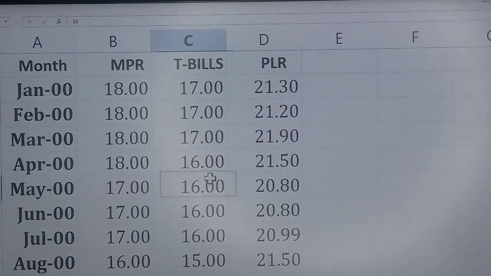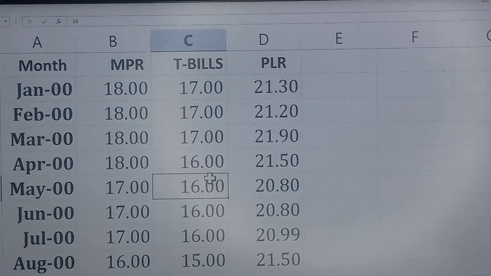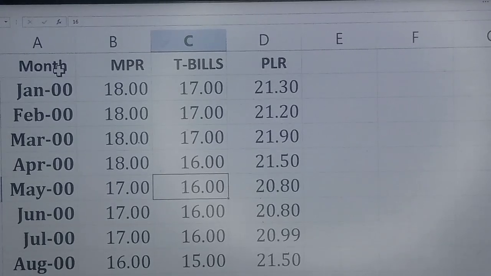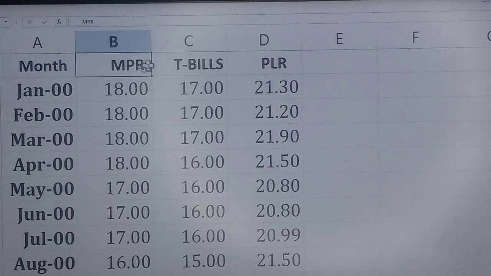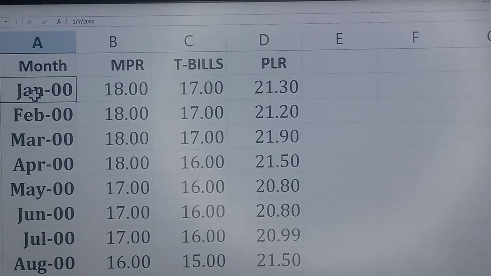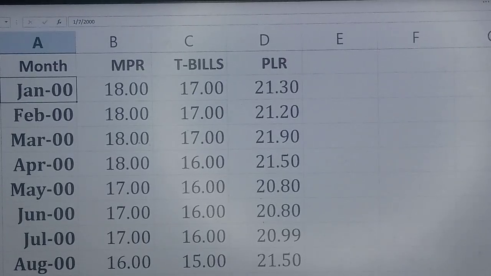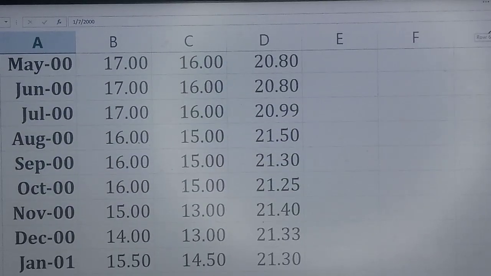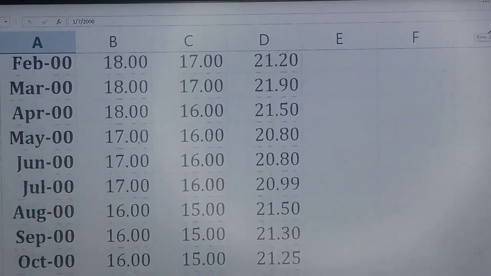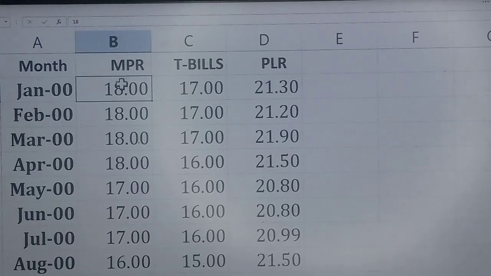Also, these are monthly time series data generated on a monthly basis. I have MPR, monetary policy rate, I have treasury bills, I have prime lending rate. You can see that we have data generated for January, February, March, April, May, June, up to December of the year 2000. So these data are generated for MPR.